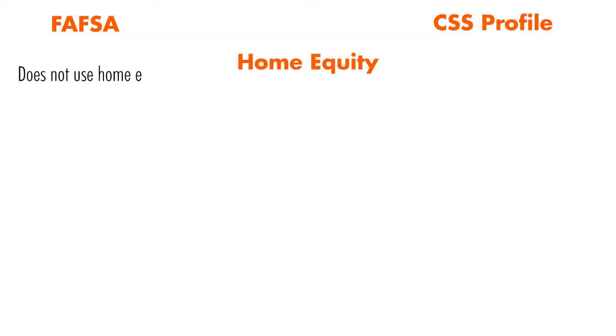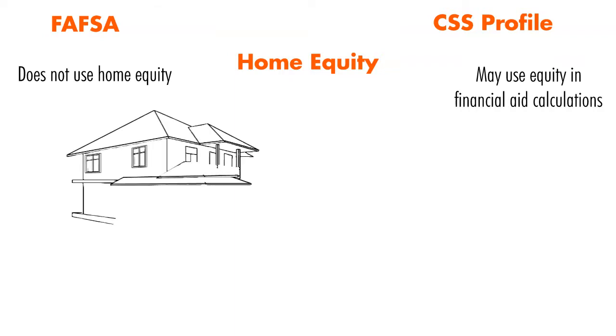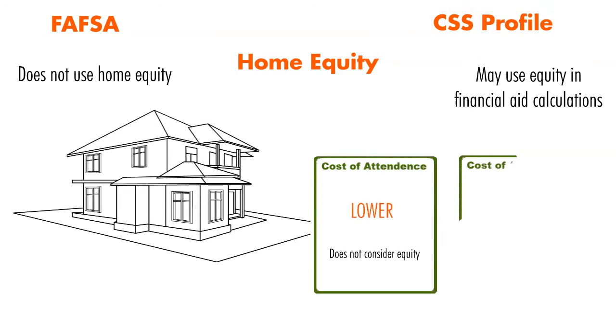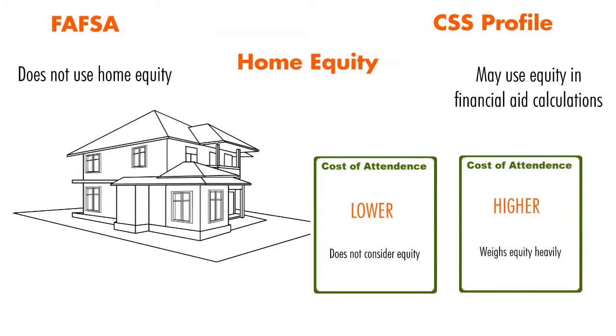The FAFSA and CSS Profile look differently at home equity. While the FAFSA does not utilize home equity, many, but not all, colleges that use the CSS Profile take home equity into consideration when determining aid. Each uses a different calculation when adding in equity to the financial aid formula. Some colleges don't count equity at all, while others consider equity fair game when deciding how much financial aid to provide a student. The FAFSA and the CSS Profile also differ in the specific information they request.